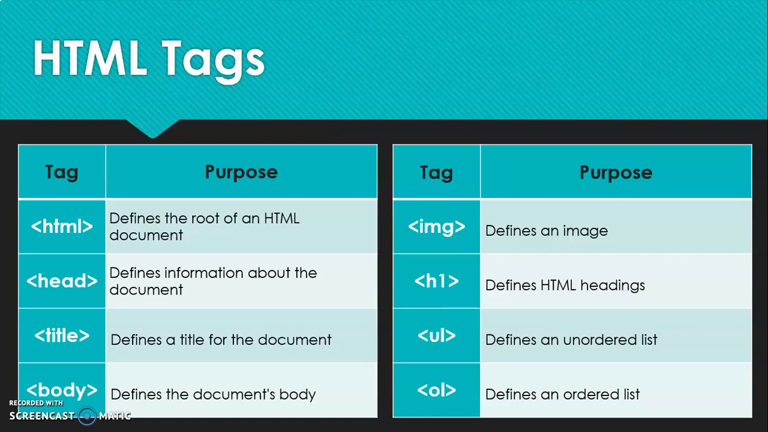We then have UL. The purpose of a UL tag is to define an unordered list. Okay, and you can see underneath there we have OL, which defines an ordered list. Both of these obviously are lists that will appear on our website, and the only difference between them being ordered and unordered is that an unordered list can be anything that doesn't need to be in a certain order. It'll be represented on our website using bullet points, whereas an ordered list will start off with number 1.